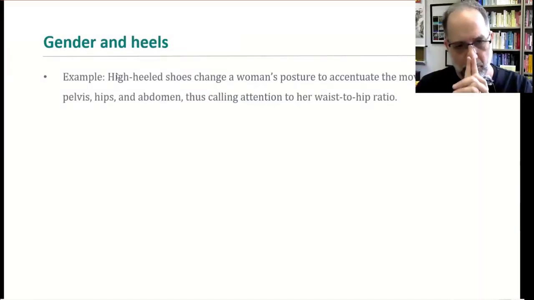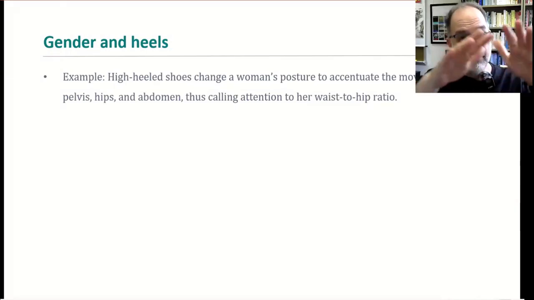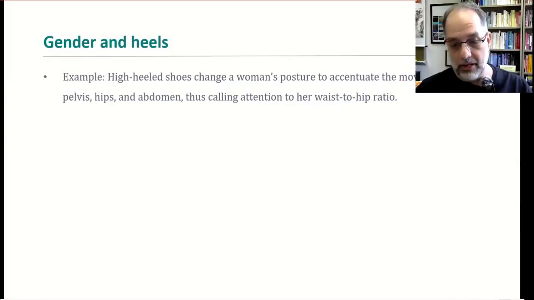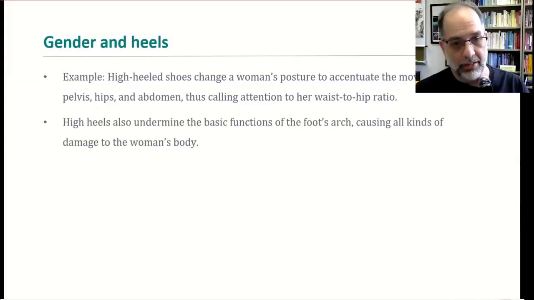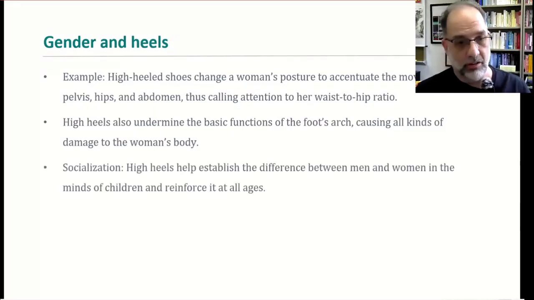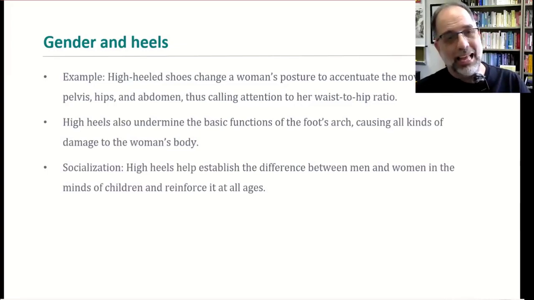A little bit more about high heels. The way they change women's posture accentuates particularly the movement around the middle of the body, pelvis and hips, and abdomen. This calls attention to what we call the waist to hip ratio. So the hourglass shape is accentuated by the way people move when they're wearing high heels. They also just basically undermine the function of people's bodies, causing all kinds of long-term damage, as well as the risk of injury.